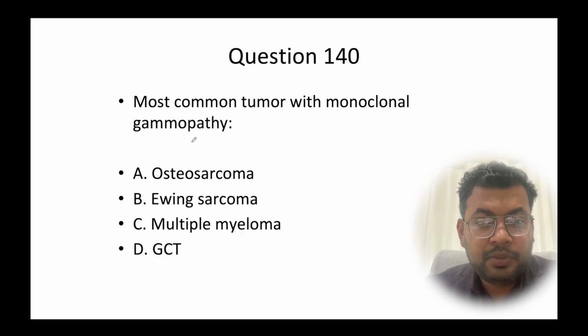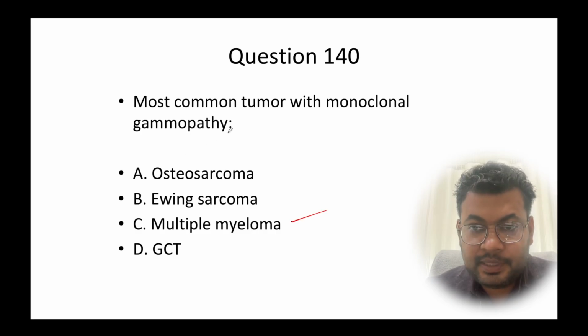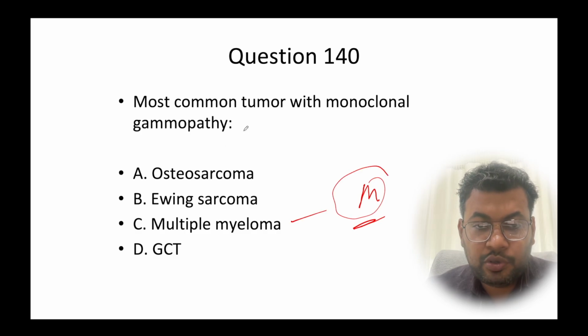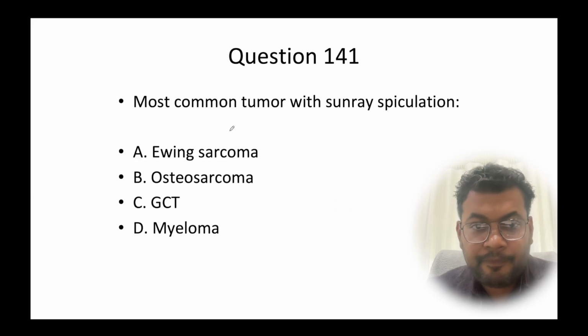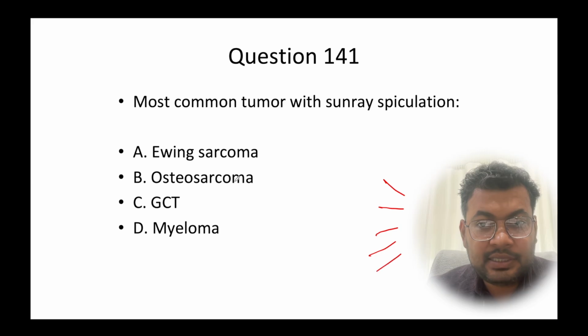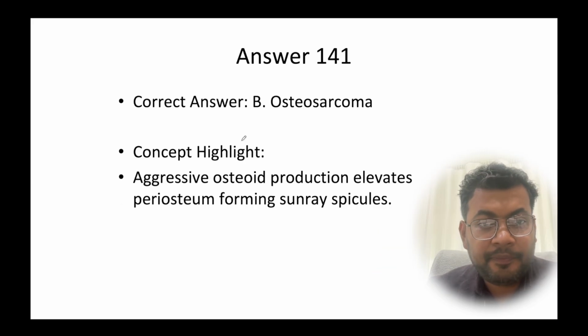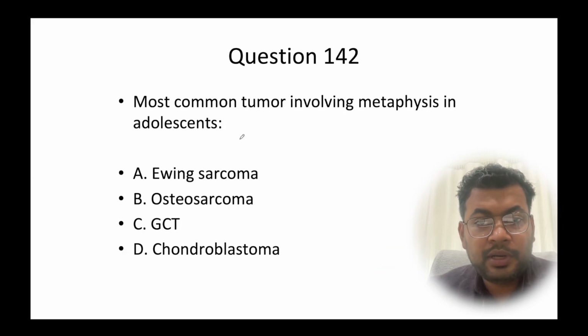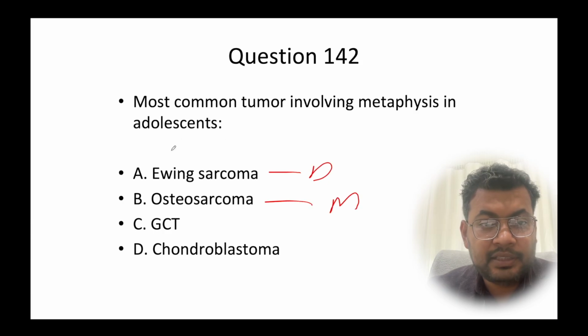Most common tumor with monoclonal gammopathy. So multiple myeloma, it is an M band positive monoclonal gammopathy. Most common tumor with sun ray appearance is osteosarcoma. Most common tumor involving metaphysis. Ewing is dia, osteo is meta, GCT is epi, chondro is epi. Answer is B.